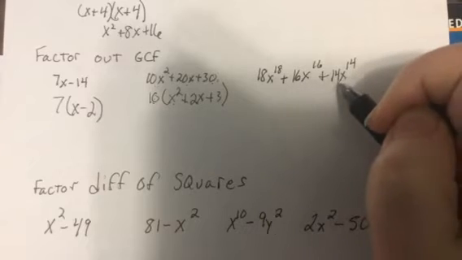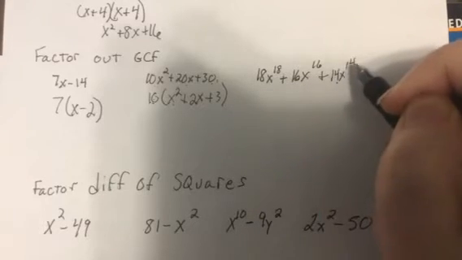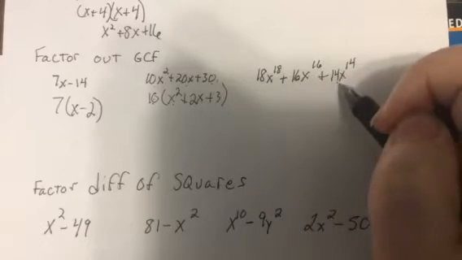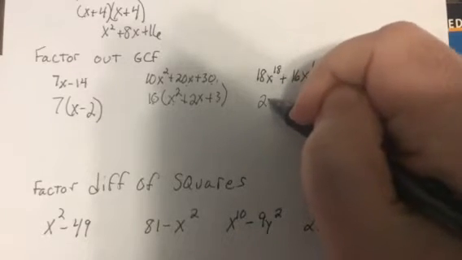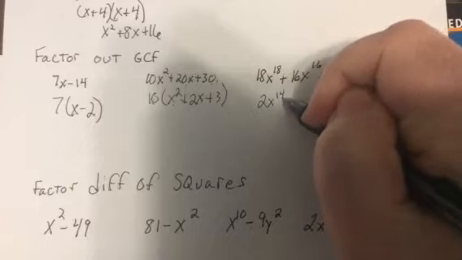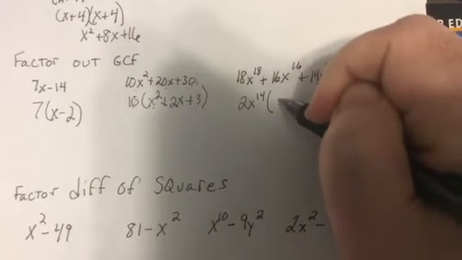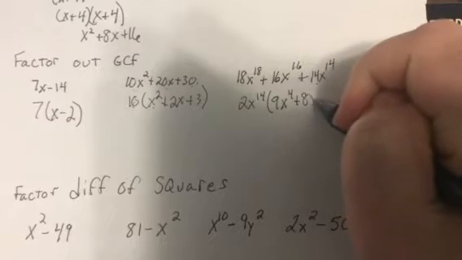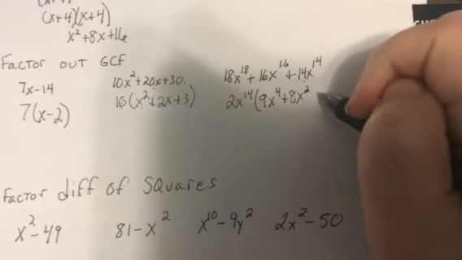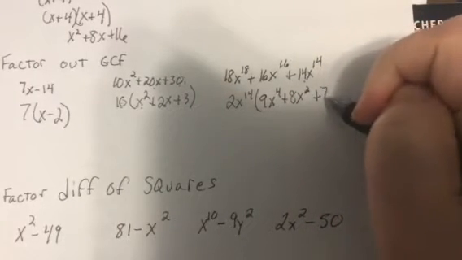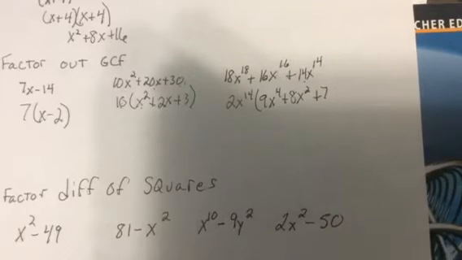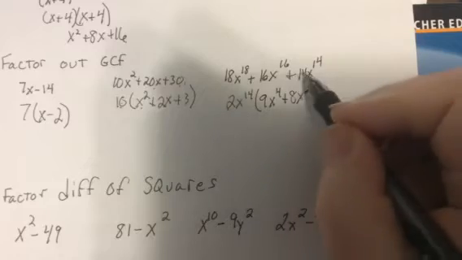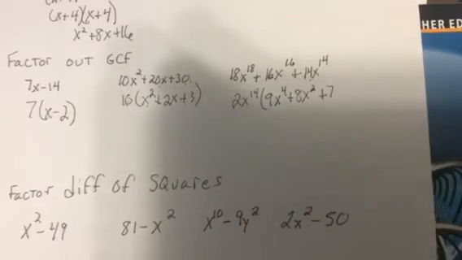And 10 times 3. This one, oh, there is an x in every term, so it's the lowest power. And then 2 is the biggest number that goes in all three things. So it'd be 2x to the 14th, so it'd be 9x to the 4th plus 8x squared plus 7. Because 7 times 2 is 14 and x to the 14th.